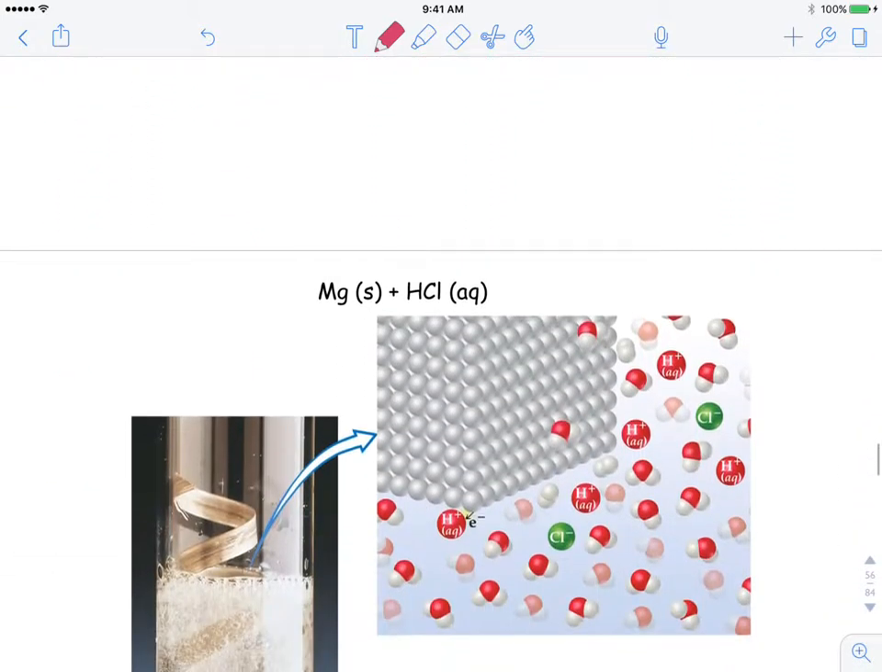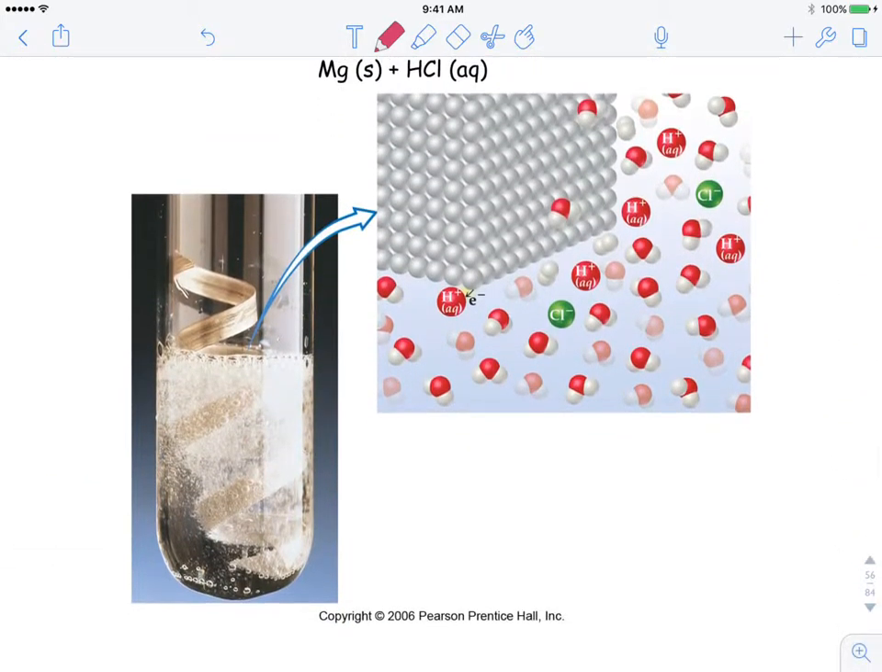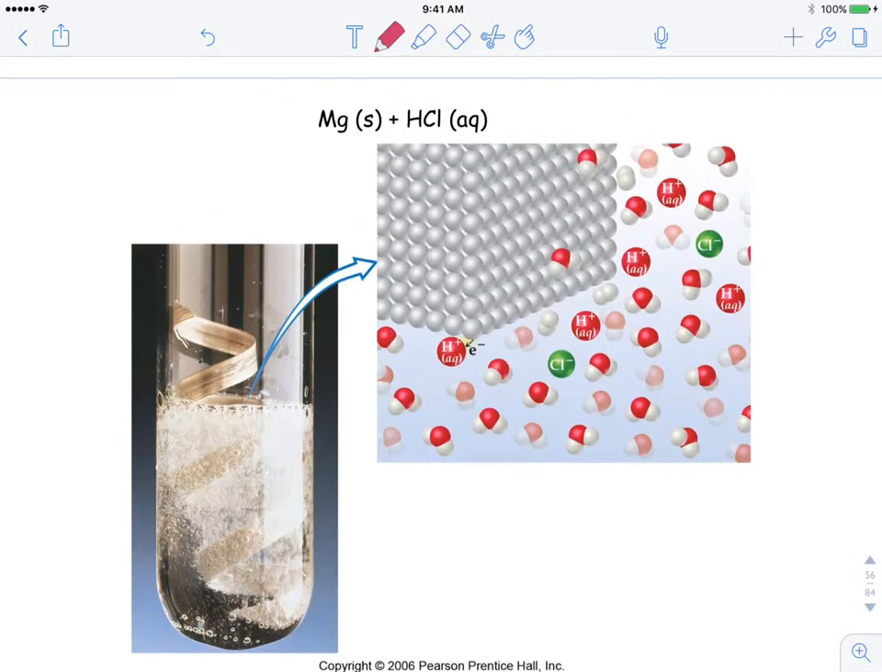This is an activity series. Oh, that's on the next slide. Here is magnesium and hydrochloric acid. Go ahead, balance this one. Write out the half reactions. Oxidation half reaction, reduction half reaction. Let's see what you do with that.